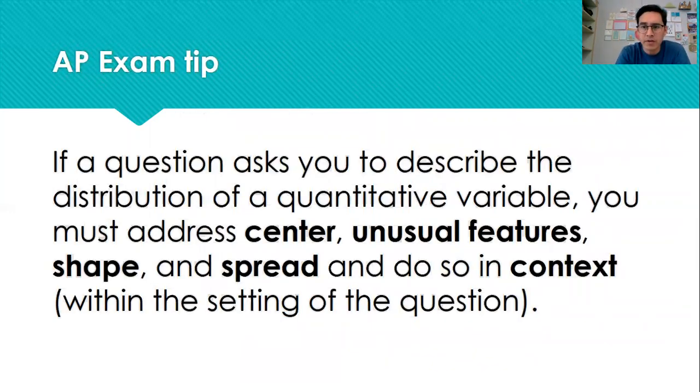All right, so here's a tip for the AP exam. If a question asks you to describe the distribution of some quantitative data, you have to address all 4 of the characteristics listed on that earlier slide. So center, unusual features, shape, and spread. Okay, and not only must you address those 4 characteristics, but you have to do it in the context of the problem, right? So within the setting of the problem. If the problem is about exam scores, you have to mention that in your response. If the data is about female shoulder girth, you must mention that in your response. And if there's units, it's a good idea to include units as well.